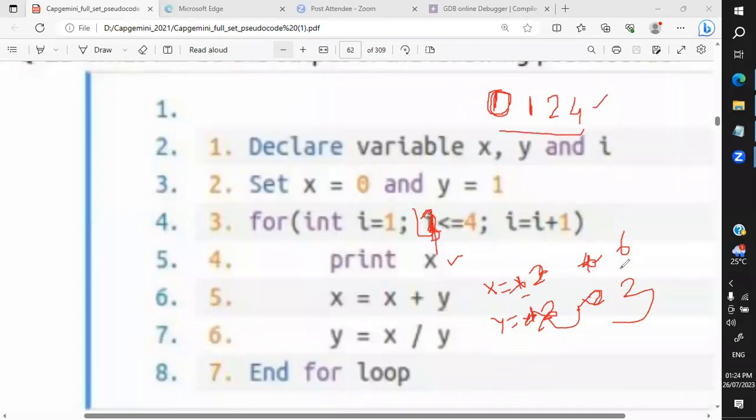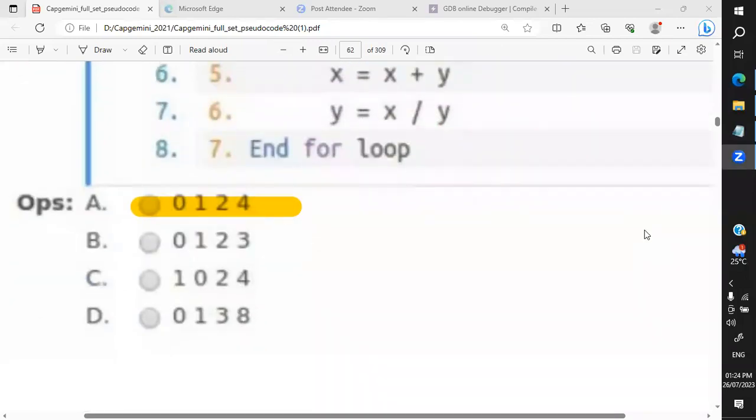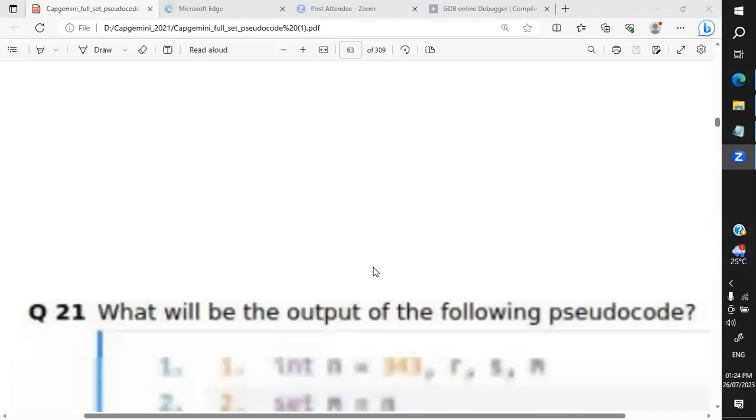Because 2 plus 2 we are adding at the last but one stage. So answer is 0, 1, 2, 4. What you got is correct? Okay, I hope it's clear, everyone. If any doubts, please ask. If not, going for the next one.